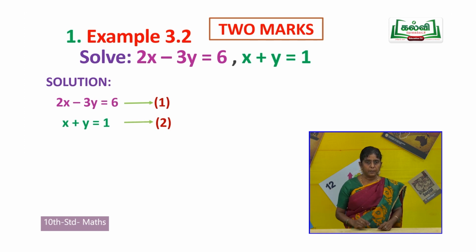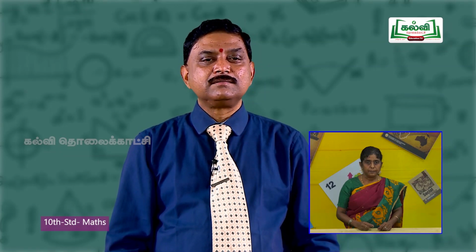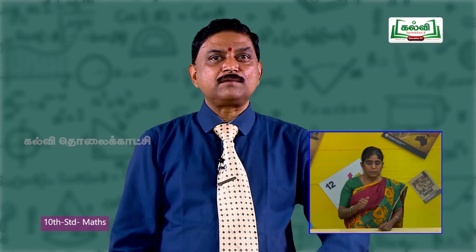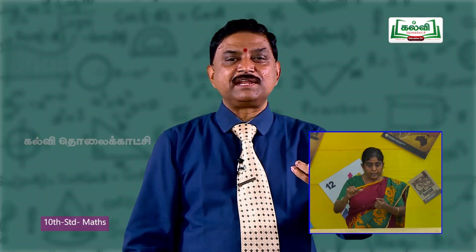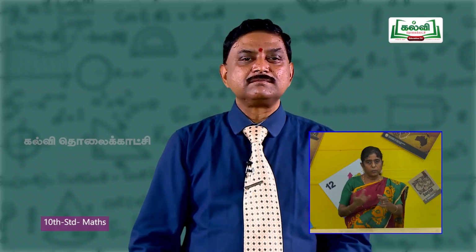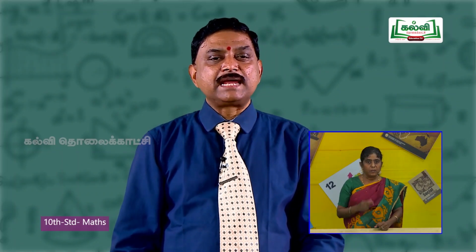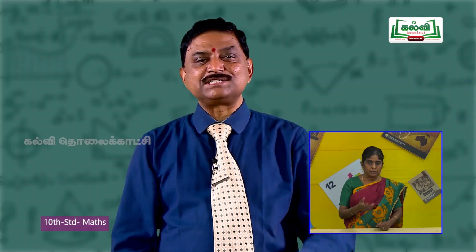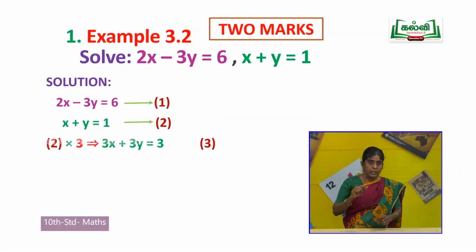Okay? Now you see what we have to do, we have to cancel any one variable, either x or y. What can be done? So I'll give you one suggestion. Take equation 2, that is x plus y equal to 1. Multiply equation 2 by 3. If you multiply equation 2 by 3, what would happen?